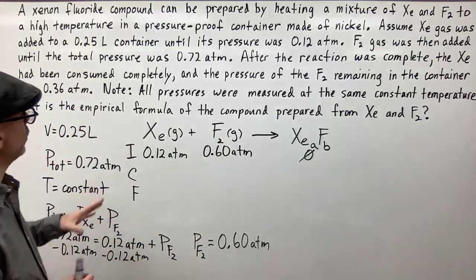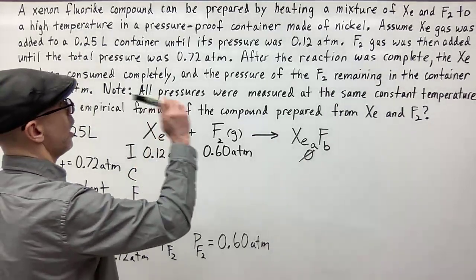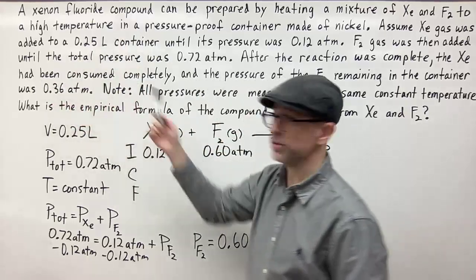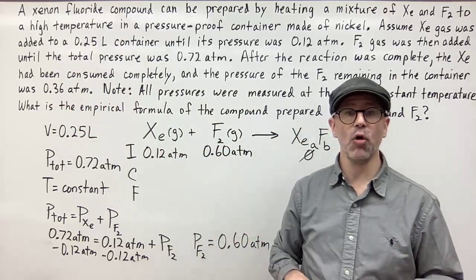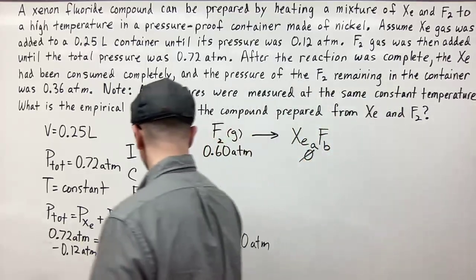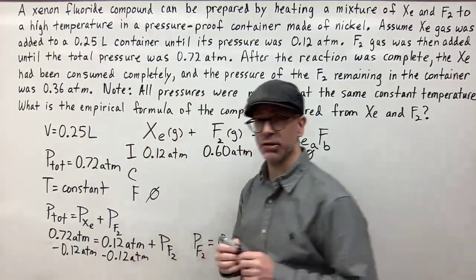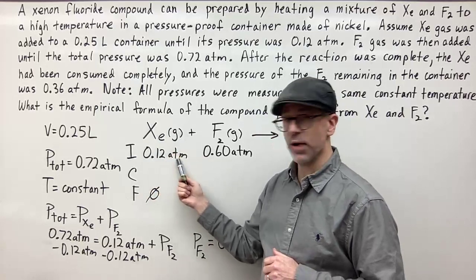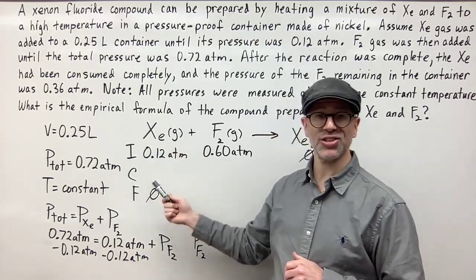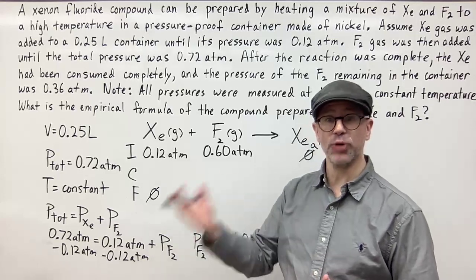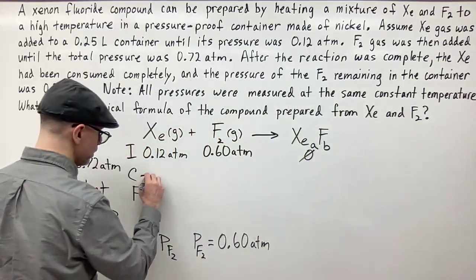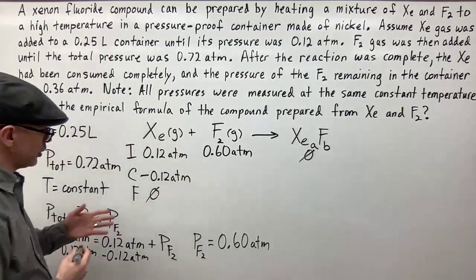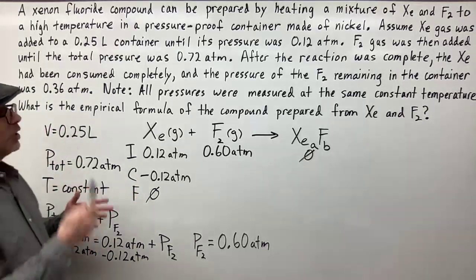And so now we can fill in the rest of the information. So we're told that after the reaction was complete, the xenon had been consumed completely. So we don't have any xenon left over at the end. So our final here is 0. We end up with 0. Well, what's the change? We started with 0.12 atmospheres. We end up with 0, so the change is negative 0.12. We're subtracting that out. So we lost 0.12 atmospheres of pressure.